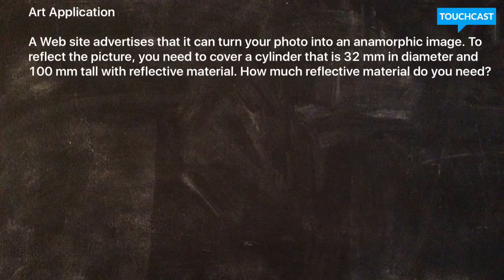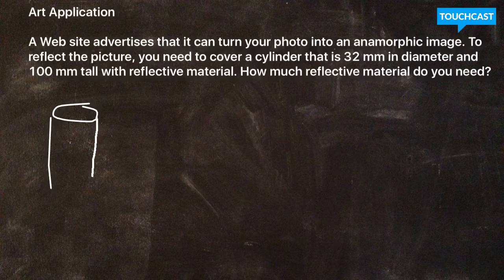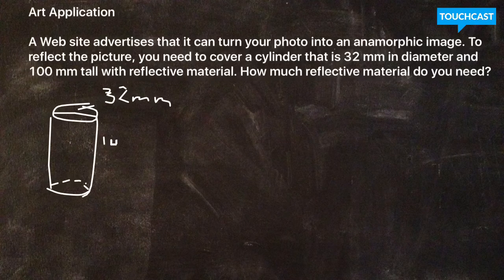So let's start by drawing a picture of what we know we need to find. So it is going to be a cylinder. Let's draw ourselves a cylinder. The diameter of which is 32 millimeters, and the height is 100 millimeters.